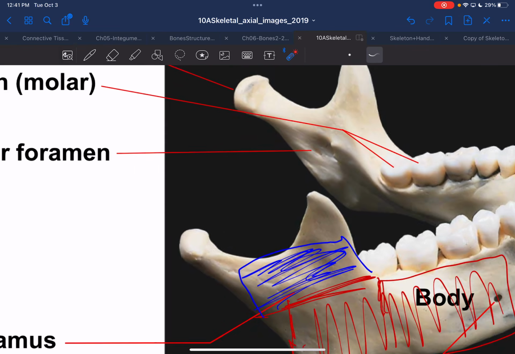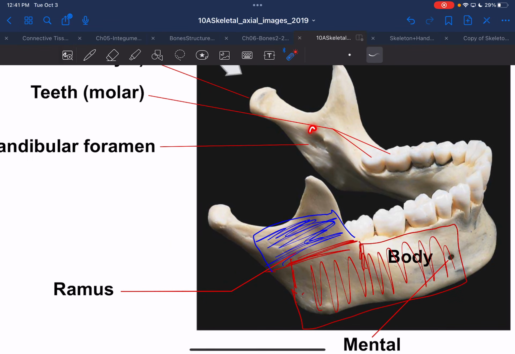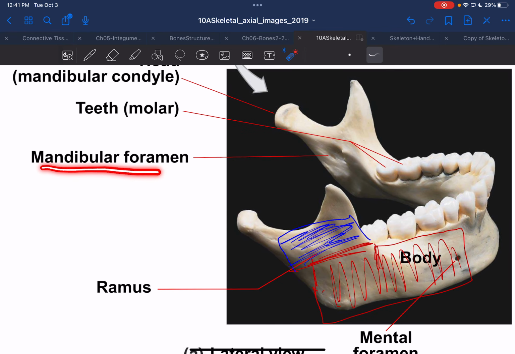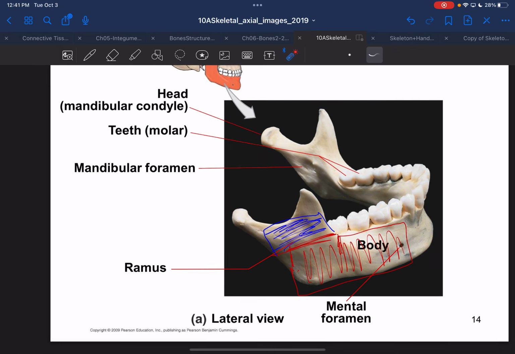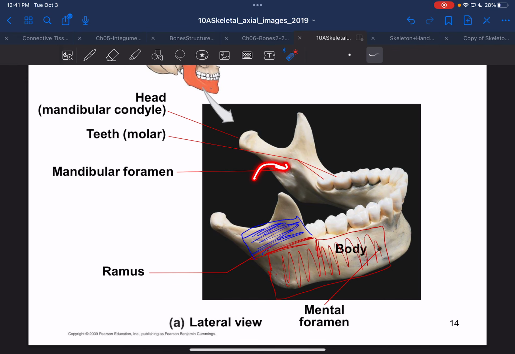Then at the very posterior portion, you'll see an opening on the inside of that mandible called the mandibular foramen. This is where they do injections of lidocaine when they need to numb your mouth for dental surgery. You have nerves that run through there, and it shuts off all the access to all these nerves. So that's where they typically place it.